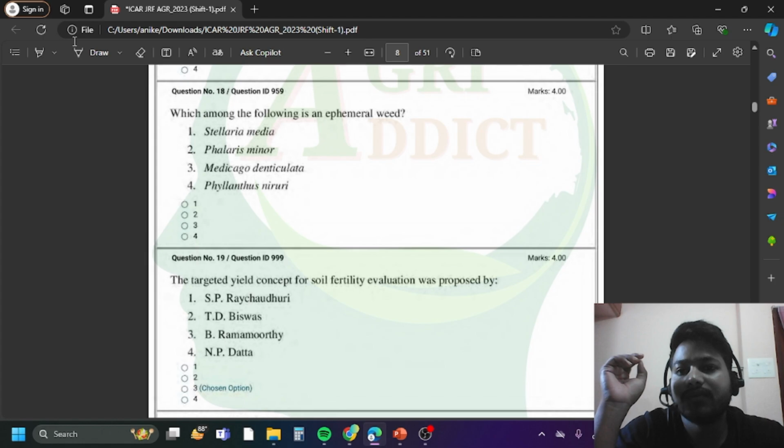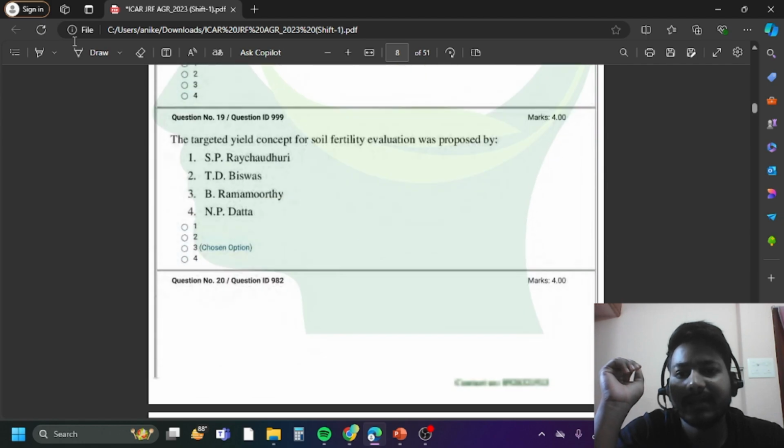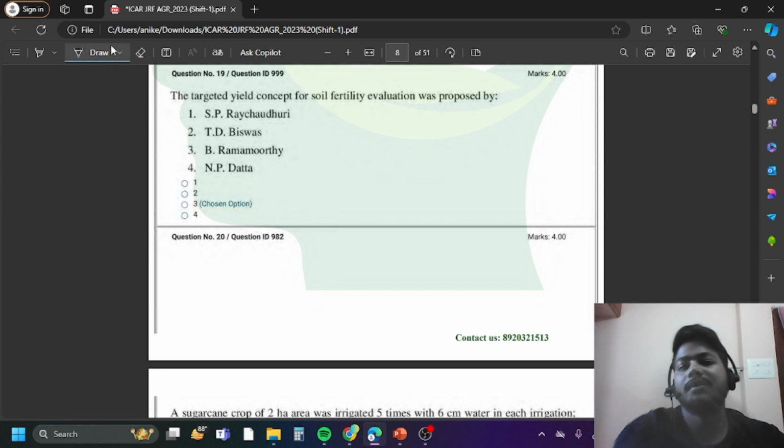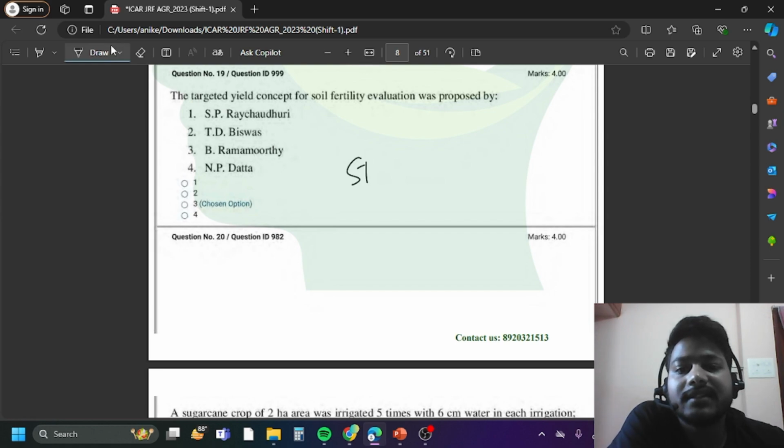Okay, which of the following weeds completes its life cycle very quickly? That is Phyllanthus niruri. These are all direct questions. The targeted yield concept for soil fertility evaluation was proposed by B. Ramamurthy. So you should know what the targeted yield concept is. The other name is STCR, Soil Test Crop Response.